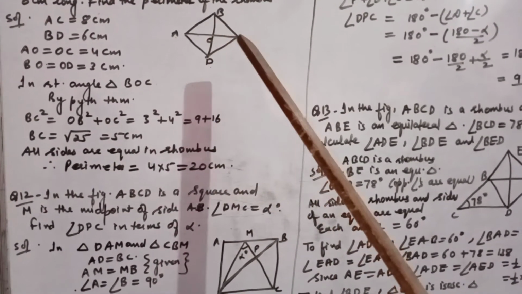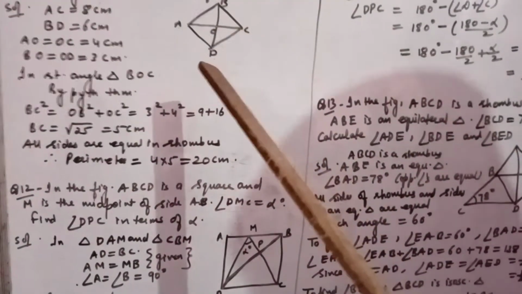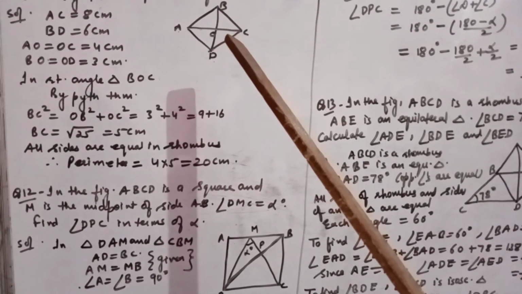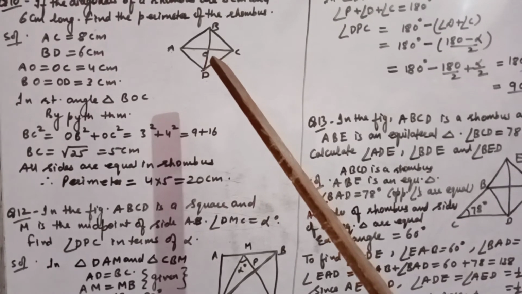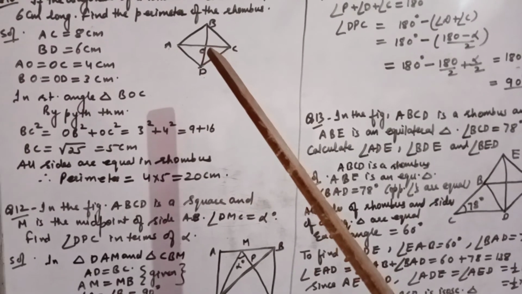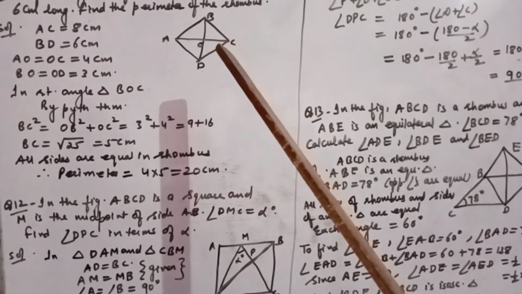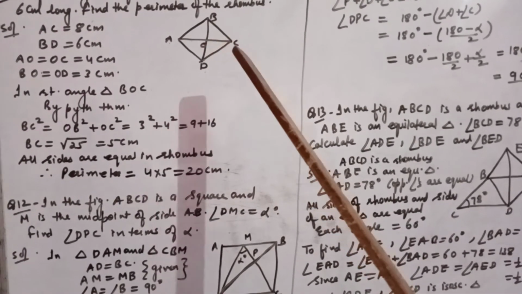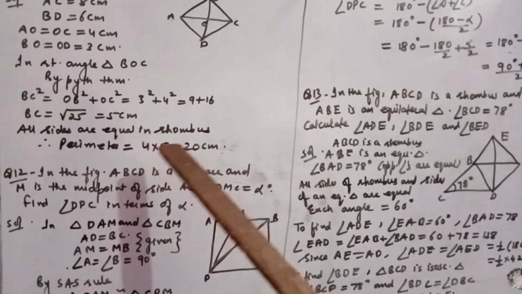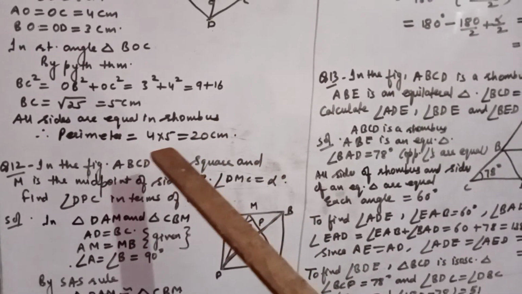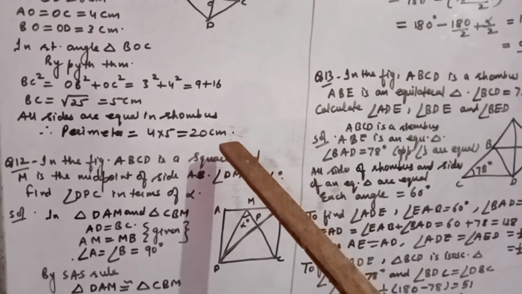Now we take this right angle triangle BOC. We know that the diagonals of a rhombus intersect each other at 90 degrees. So it is a right angle triangle and we use Pythagoras theorem. So here BC square is equal to OB square plus OC square. So we are getting BC equal to 5 centimeter and all sides of a rhombus are equal. Therefore, perimeter is equal to 4 into 5, 20 centimeter.